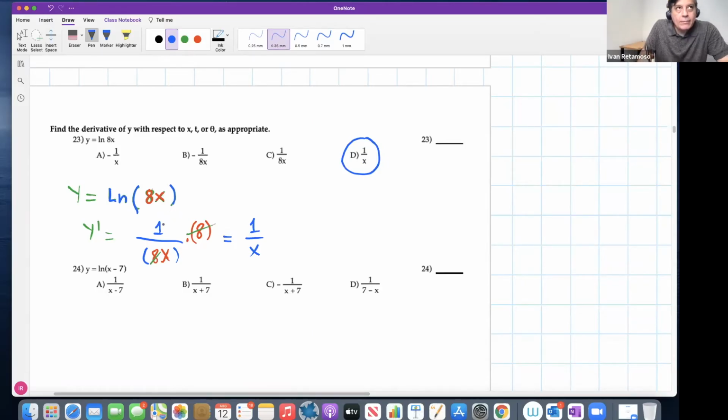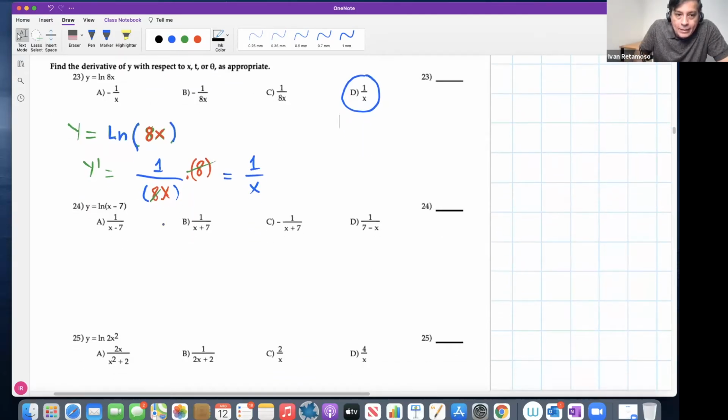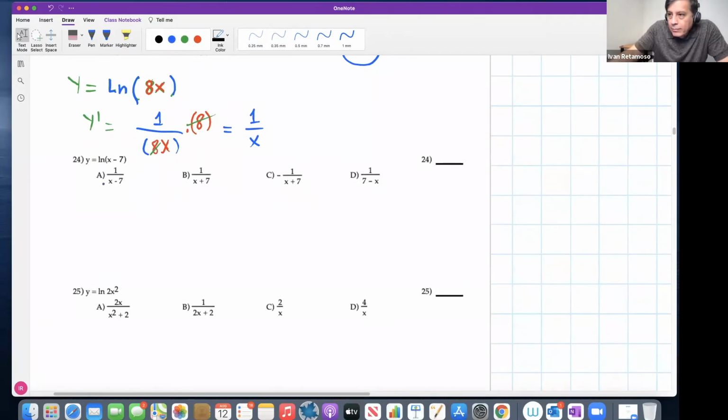Same as the derivative of natural log of x, Professor? Yes. Its properties in mathematics, right? Great. Now, this one, 24, I think is similar, I would say. We can do it quickly, right?